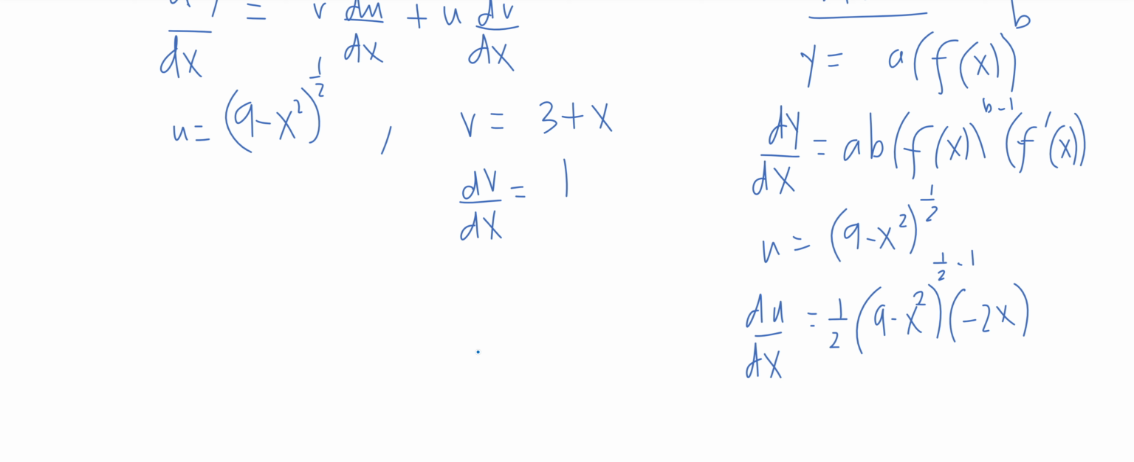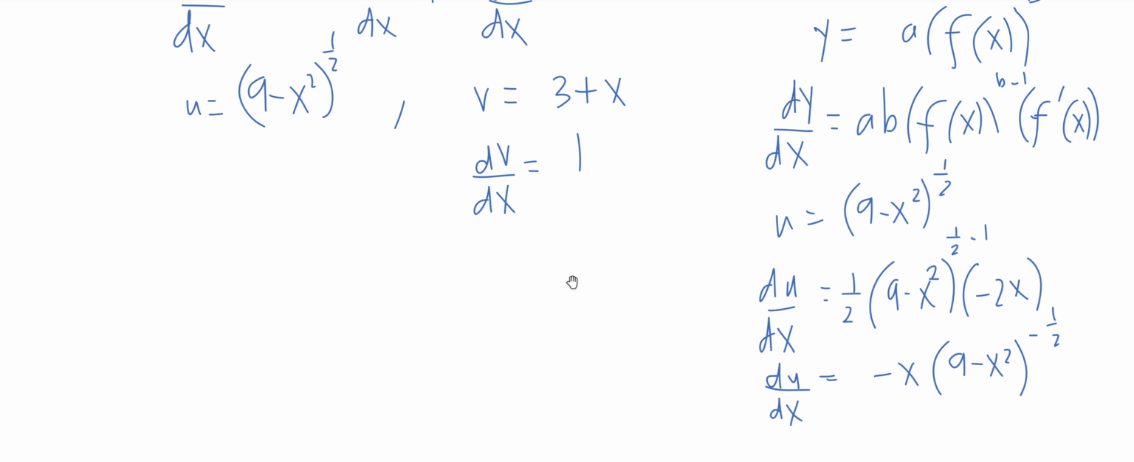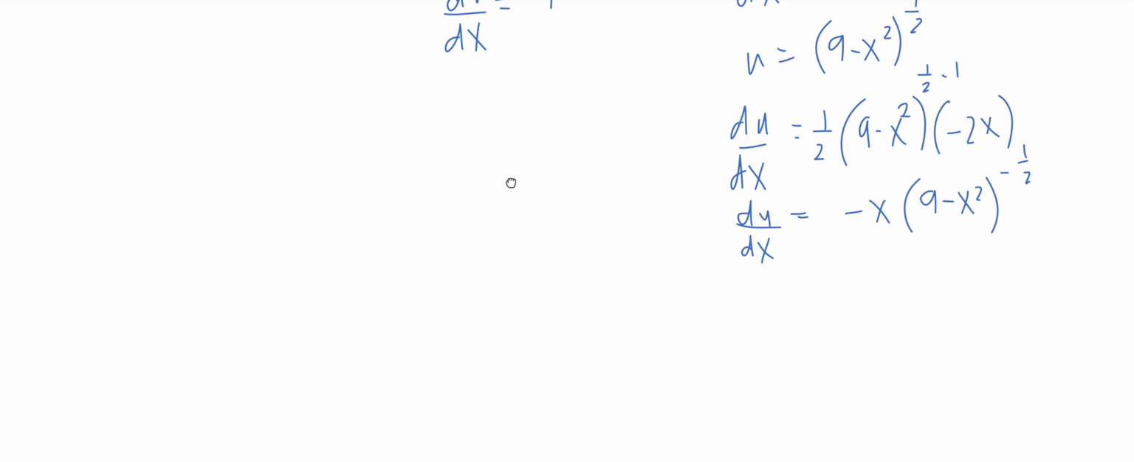So then tidying that up a little bit, du by dx equals half multiplied by minus 2x, which is minus x, multiplied by (9 minus x squared) to the half minus 1, which is minus a half. And I'm going to rewrite that as a fraction.